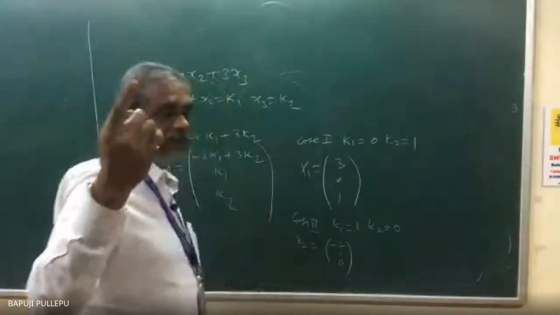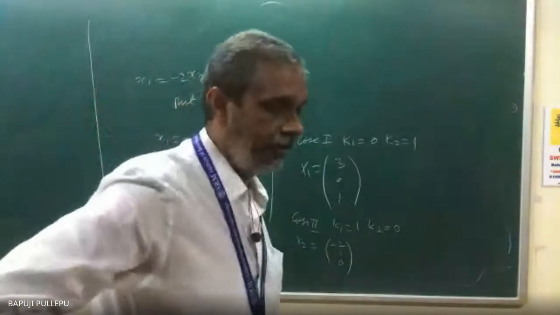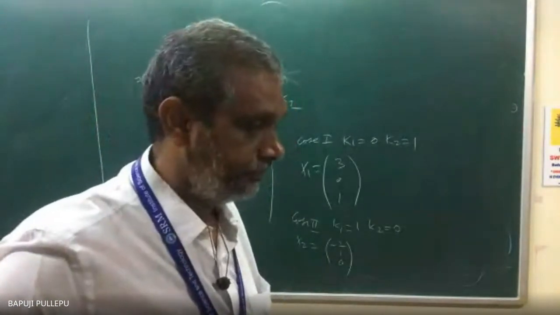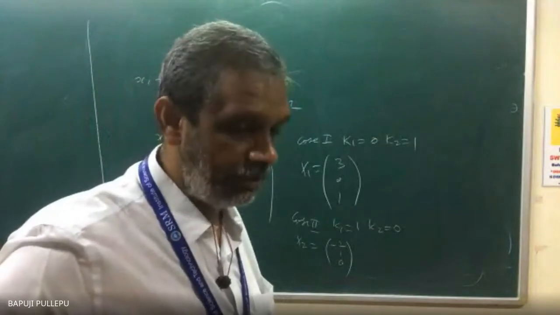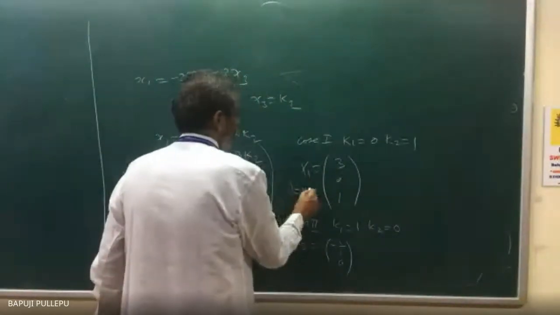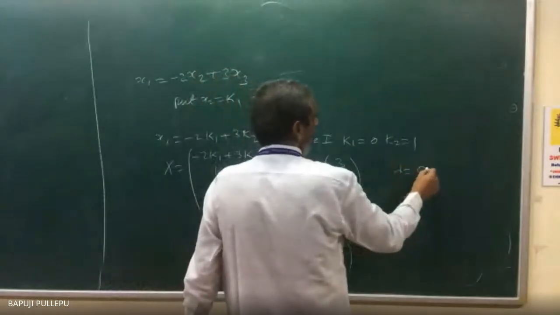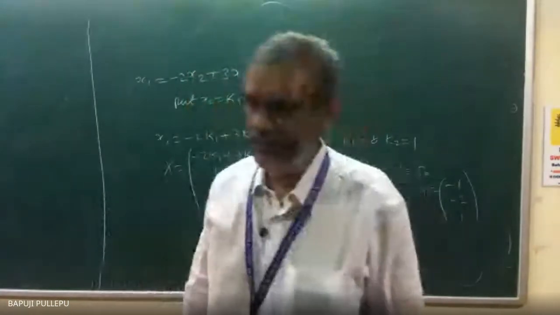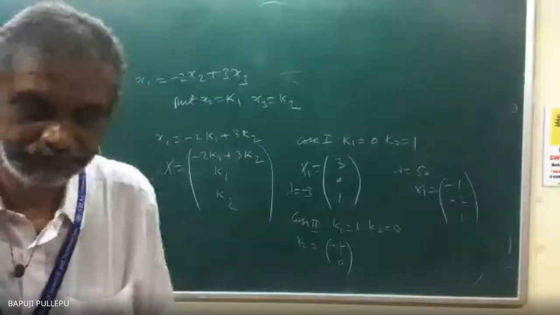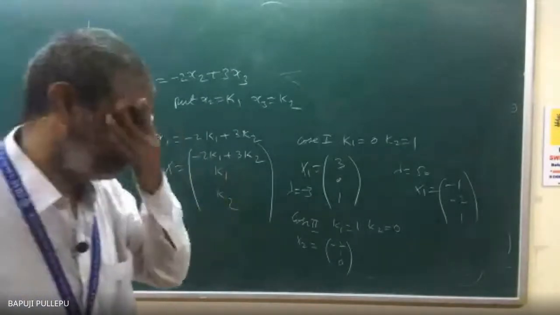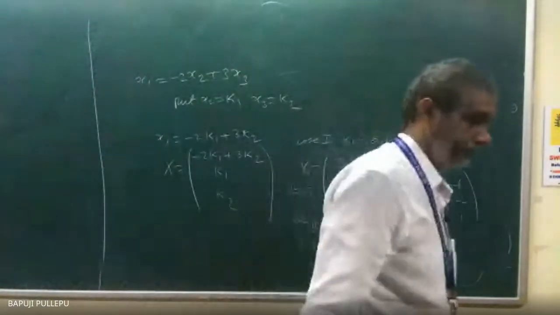Already for 5, I got one eigenvalue, and one eigenvector. It is minus 1, minus 2, and 1. But this is for lambda is equal to minus 3. For lambda is equal to 5, it is minus 1, minus 2 and 1. So this is the way of doing it. Clear now? Yes, sir. Copy down this part fast at least, those who have not understood.